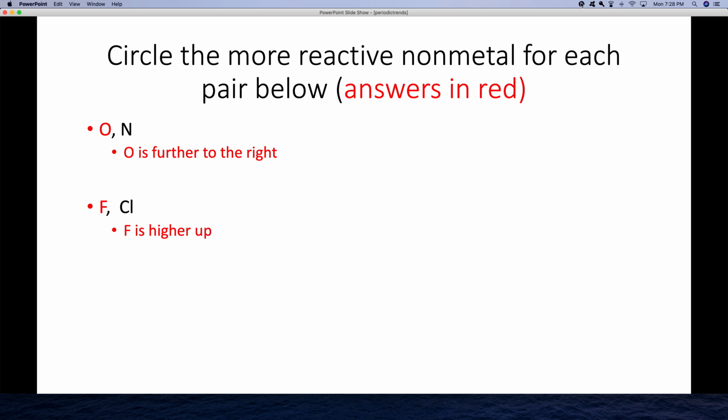Nice job. I figured you guys would get it right. Between oxygen and nitrogen, if you look at the periodic table, oxygen is further to the right, a smaller atom. Therefore, it should be easier to gain electrons, so it's more reactive. Fluorine and chlorine are in the same column, so we look at the size of the atom as we go down a column. Fluorine is a smaller atom. Smaller atoms attract electrons much better than bigger atoms.